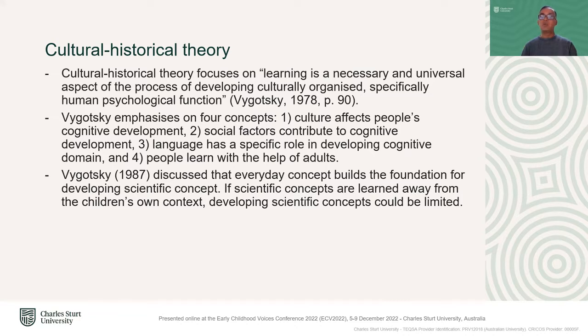Considering this, Vygotsky emphasizes four concepts. Number 1, culture affects people's cognitive development. 2, social factors contribute to cognitive development. 3, language has a specific role in developing the cognitive domain. And finally, people learn with the help of adults. The theory of Vygotsky is also aligned with children's learning, as children's learning is associated with social interaction.